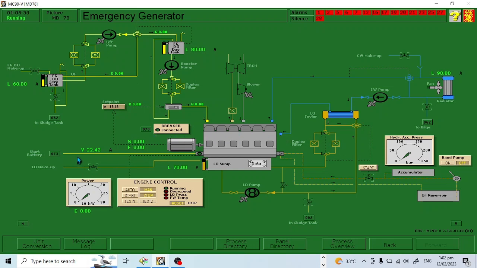To start the emergency generator, we have two ways. One is by battery. As you can see, we have 22.42 volts, and we have the accumulator. In the accumulator, we have zero pressure. To run the emergency generator by accumulator, we have to switch on this pump and wait until the pressure becomes 150.